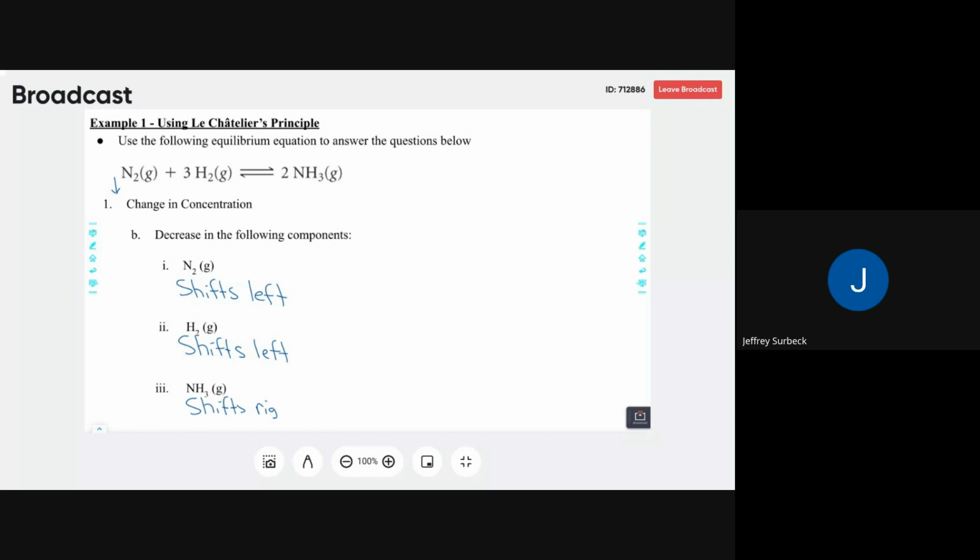Questions on this? Does anybody need it? Add it, shifts opposite. Take it away, shifts to the same side. That's the big takeaway.